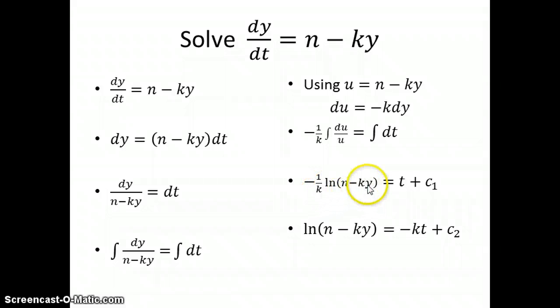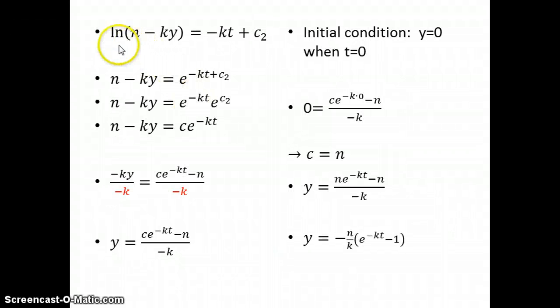Okay, we need to solve for y. So first we get rid of negative 1 over k by multiplying times k. We get this, and on this side, negative kt plus negative k times c sub 1. But negative k times c sub 1 is just another constant I'm going to call c sub 2. So this is what we got. Now, to get rid of the natural logarithm, we use the exponential function. We raise e to this power. That's what we got here.